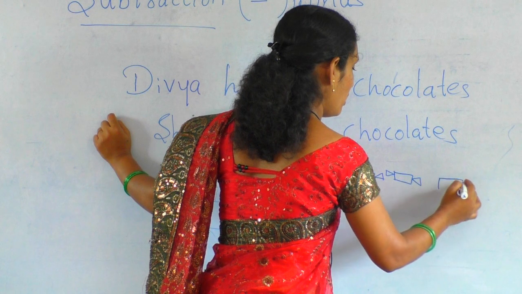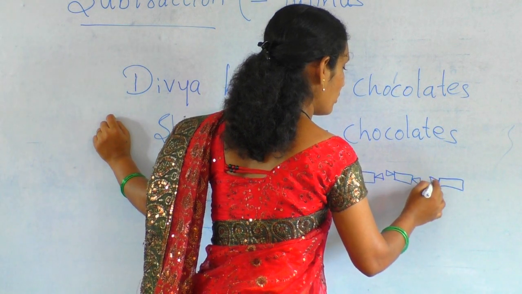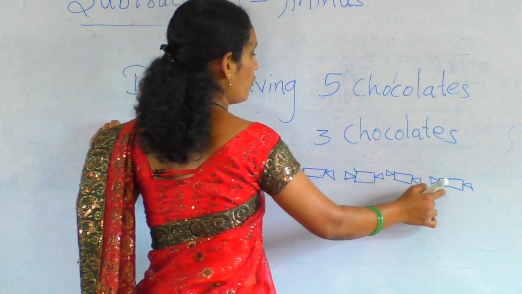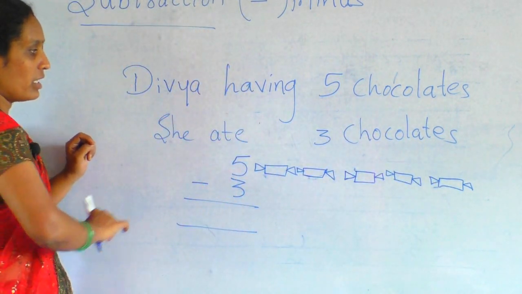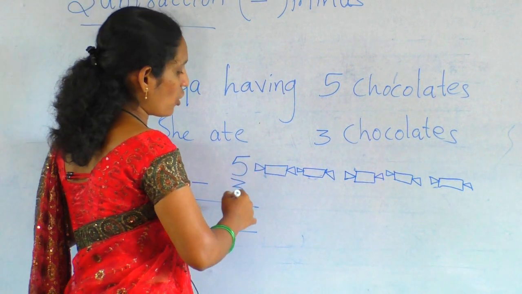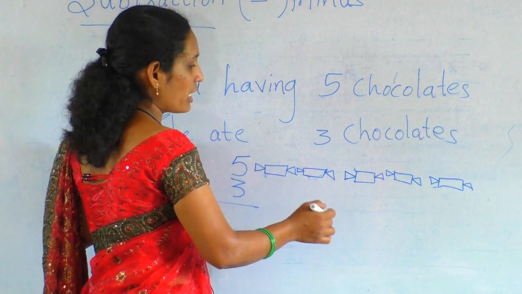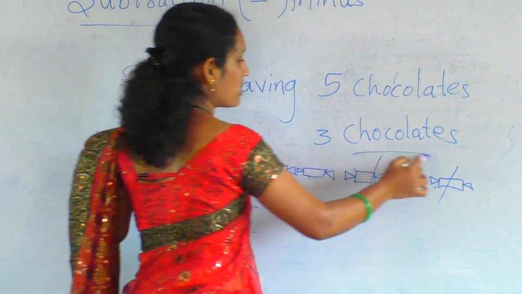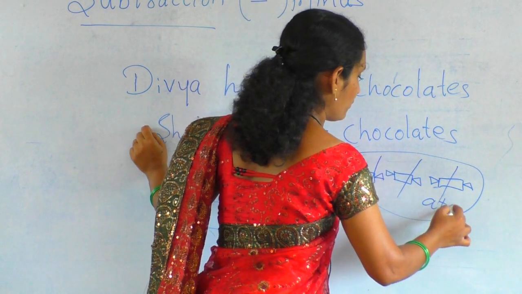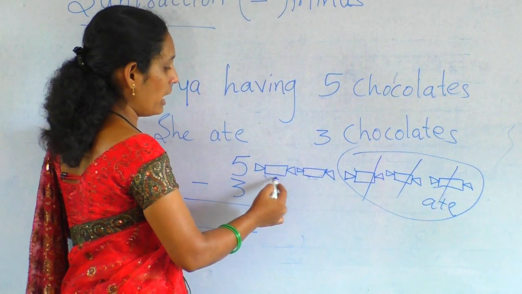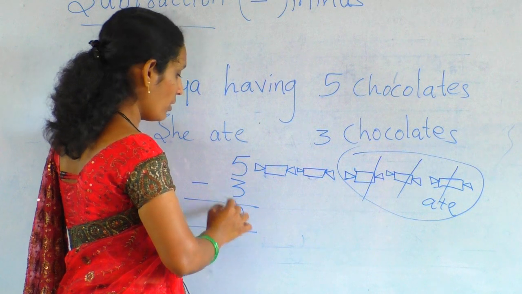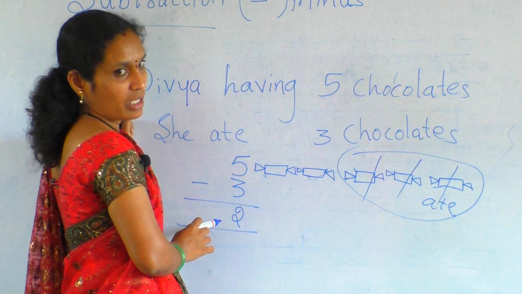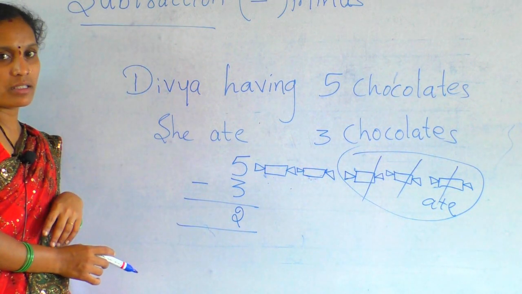So Divya is having 5 chocolates here. How many? 1, 2, 3, 4, 5. She ate 3 of the 5 chocolates already, which means we should strike them out. 1, 2, 3. How many are left here? 1, 2. The answer is 2. She has 2 chocolates left.